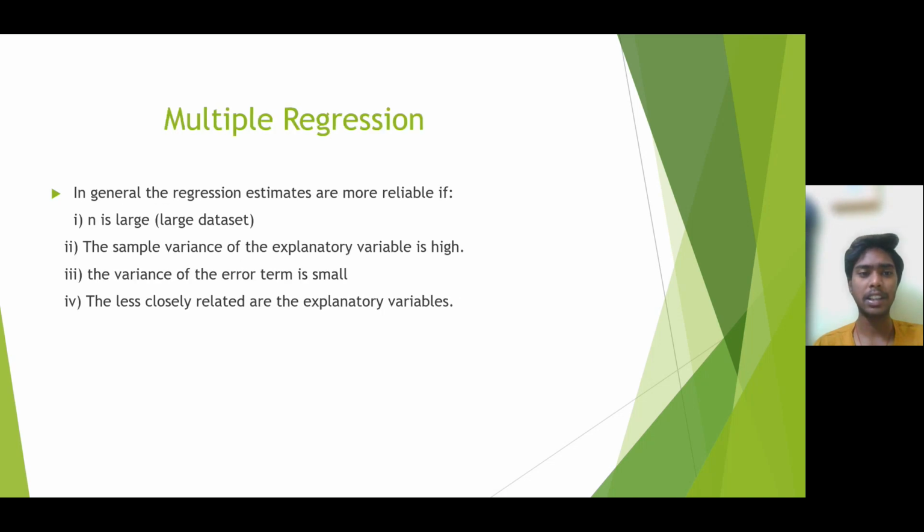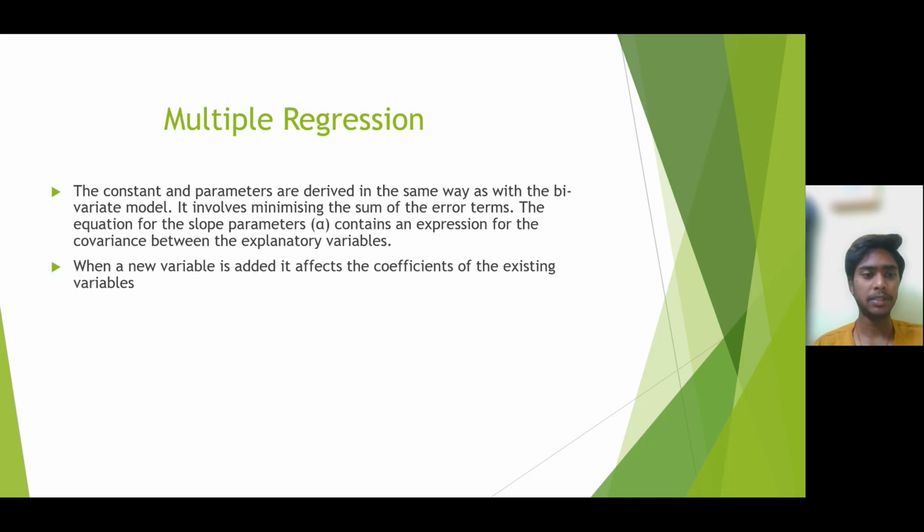Multiple regression. In general, regression estimates are more reliable if the n value is large. It means it represents the dataset. If the dataset is big enough, then we'll be getting the answers precisely. And the sample variance of the explanatory variable is high, the variance of the error term is small, and the less closely related are the explanatory variables. All these can happen only when the dataset is large. If it is a very small dataset, there is a 50-50 chance of getting high value errors and precise answers. I hope you get it.